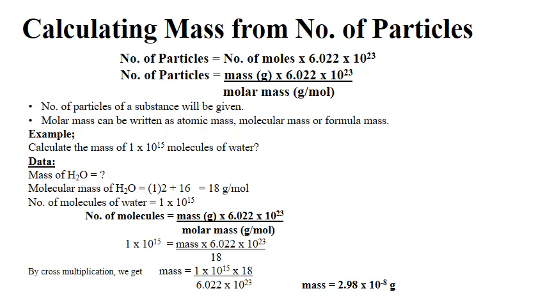Simply putting the values in this formula, we get number of molecules 1 into 10 raised to power 15 is equal to mass, not known by us, multiplied by Avogadro's number divided by molar mass, that is 18. Now we want to calculate the mass of water, so by cross multiplying 18 on one side and Avogadro's number on the other side, we get the equation: mass is equal to 1 into 10 raised to power 15 multiplied by 18 divided by 6.022 into 10 raised to power 23, that is Avogadro's number.